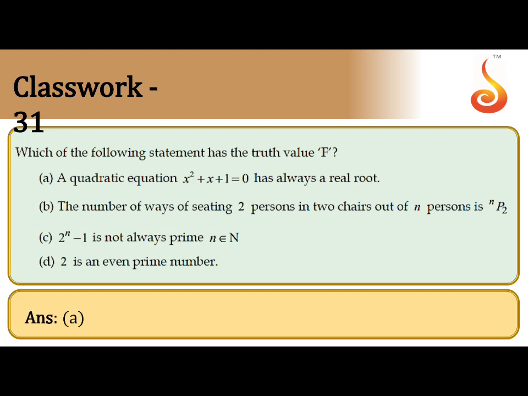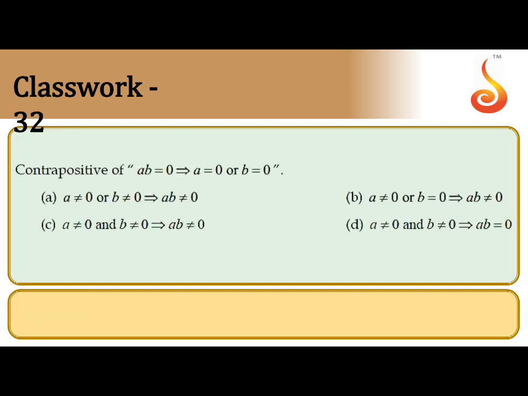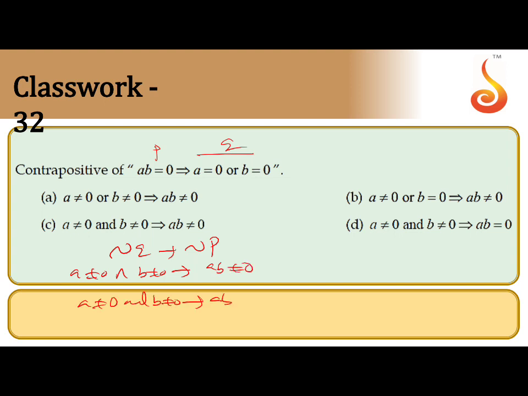Next question. Check the answer. A option is wrong. So the contrapositive of this one: suppose this is P and this is Q. Contrapositive means negation of Q implies negation of P. So negation of Q means A not equal to 0, OR becomes AND, so B not equal to 0 implies AB not equal to 0. So this is the symbol for AND. A and B not equal to 0 implies AB not equal to 0. Observe here, only option C is correct.